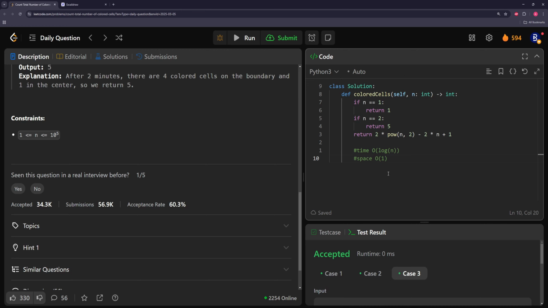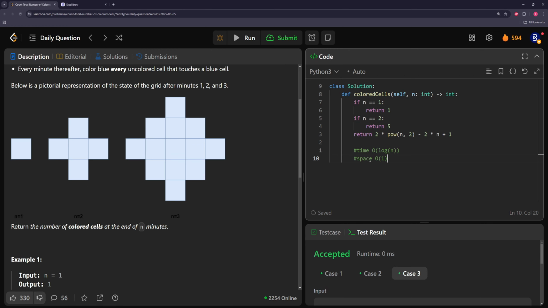Hopefully it was helpful, this math one. I think it is good to know the sum of an arithmetic sequence and the sum of a geometric sequence. For LeetCode problems, it's going to come in handy. It's going to save you a lot of time in a lot of these places.